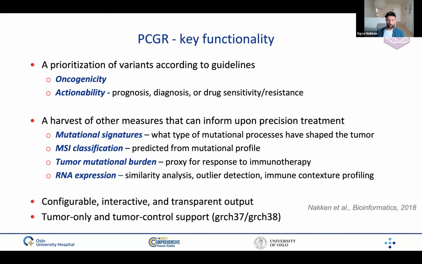PCGR gives you as output a configurable, interactive, and transparent report so that the users can look at the results and interact with the data. We also support assays where you have only sequenced the tumor, so we do some internal filtering. And we also provide, of course, standard support for assays where you have done tumor-control variant calling. And we also support both of the most recent builds of the human genome assembly. A lot of people apparently are still stuck with build 37, and so you need to make support for that also.